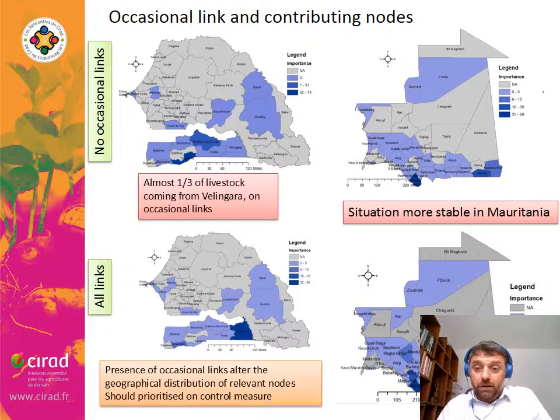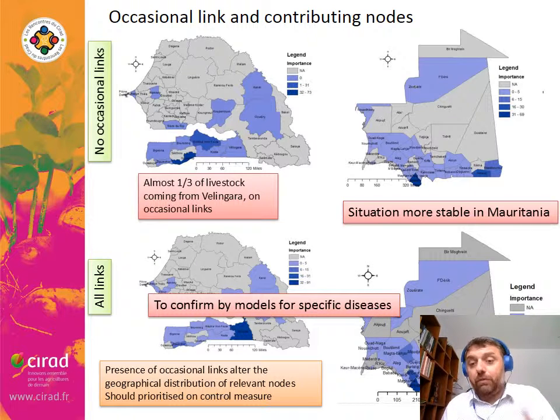So what happens is that because of these occasional links, with this huge amount of animals moved on them, we have an increase in the risk of spread of the disease. So it could be interesting for veterinary services to control the area of Vélingara, in particular in periods where these occasional links appear once or twice a year, and vaccinate animals in this area.